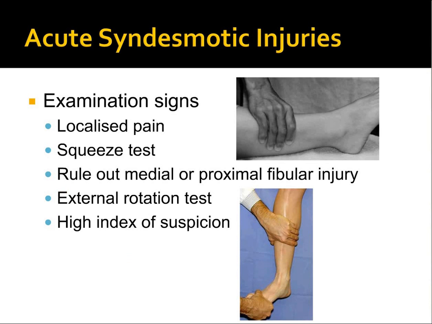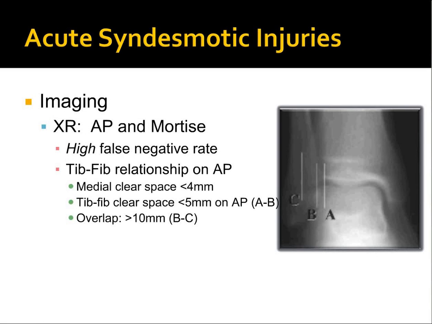What are the examination signs for an acute syndesmotic injury? I mentioned localized pain. Consider the squeeze test. You squeeze the lower calf between the tibia and the fibula, and you get pain that either radiates to the joint or up more proximally. Rule out medial ligament injuries or a proximal fibular injury. You're aware of the external rotation test. With your hand on the leg supporting, apply an external rotation force at the foot, and it should also reproduce pain. But most of all, have a high index of suspicion.